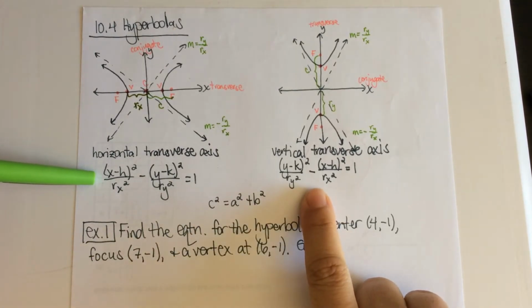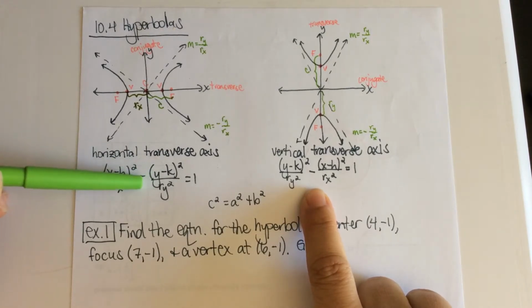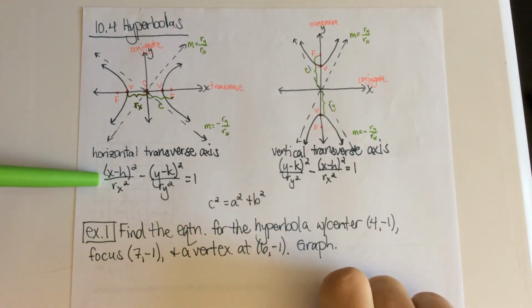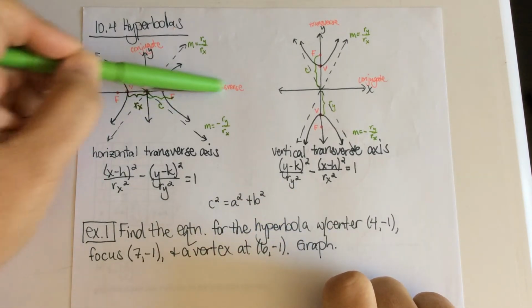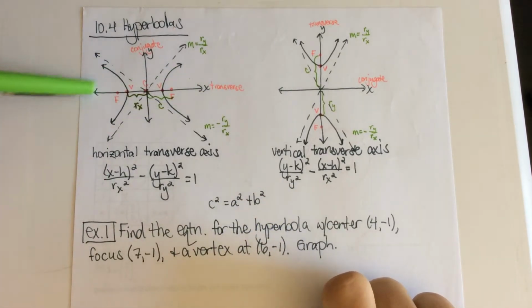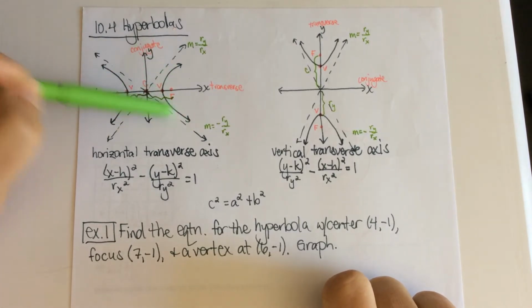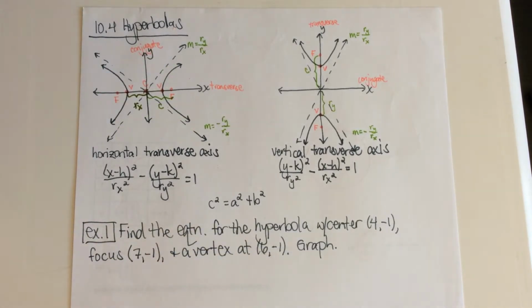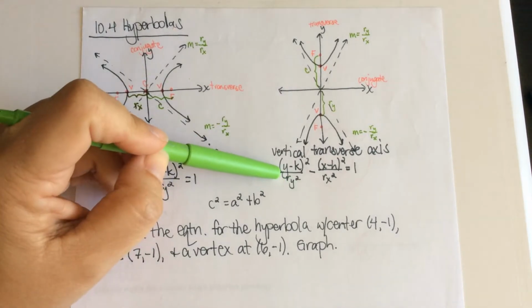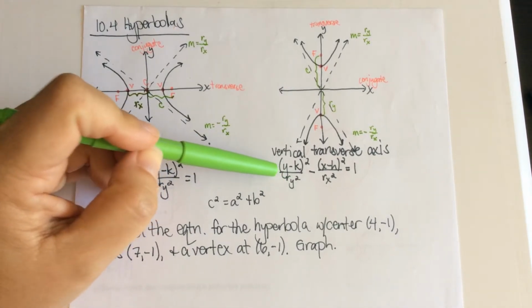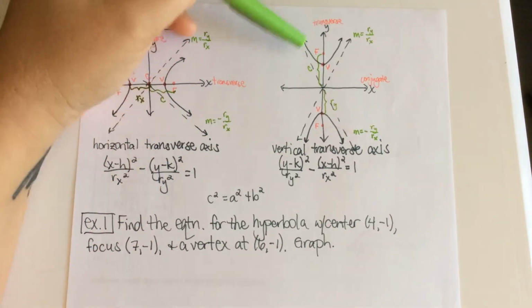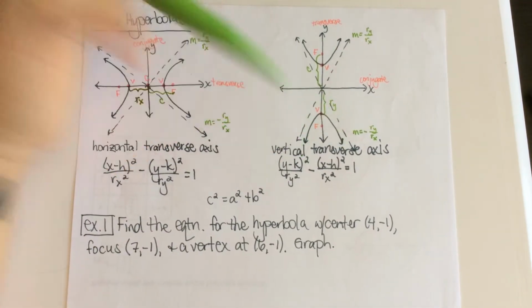This is almost exactly the same as the ellipse equation, except it's got a minus in between. The positive term goes in front, and that tells you which is the transverse axis, or which direction those branches open. They're not actual parabolas, but they look like parabolas. So in this case, the y is positive, so it opens along the y-axis, okay?